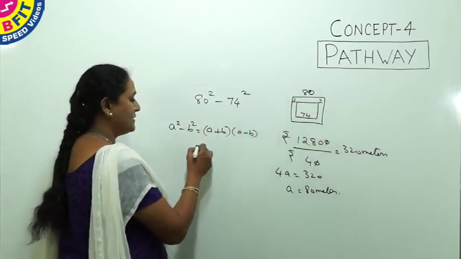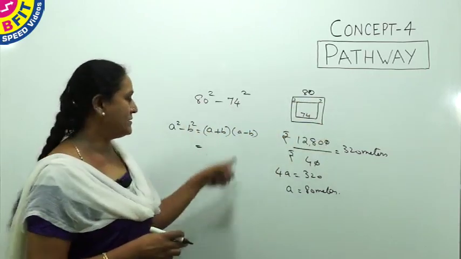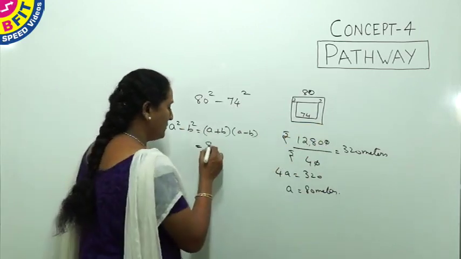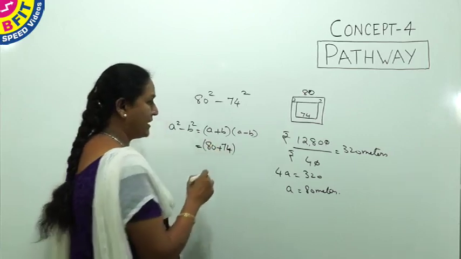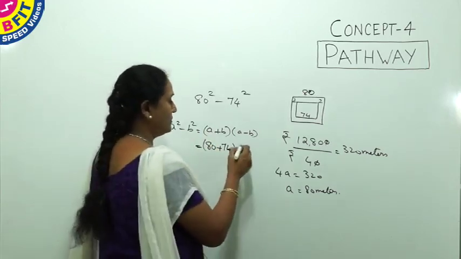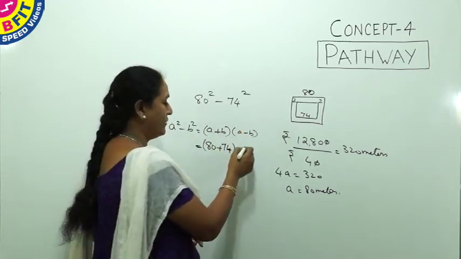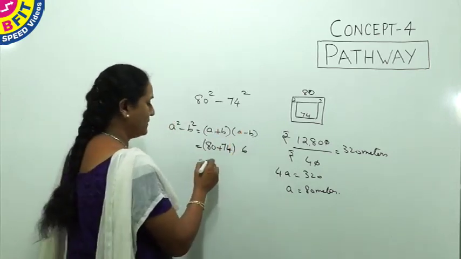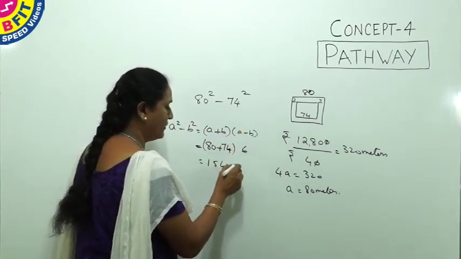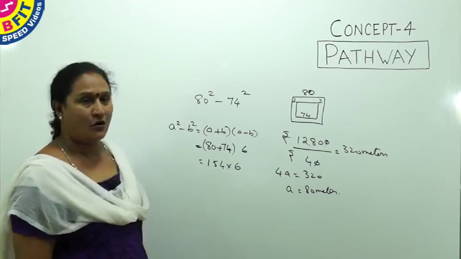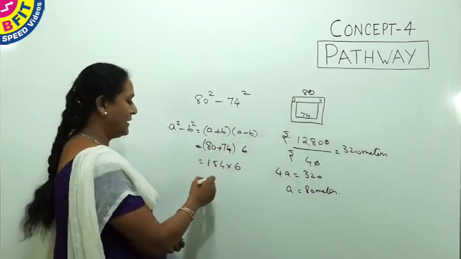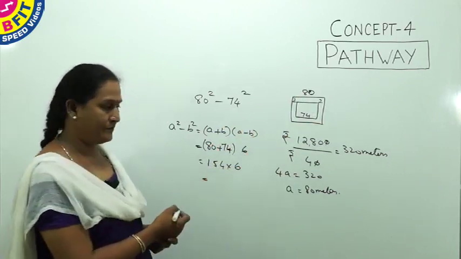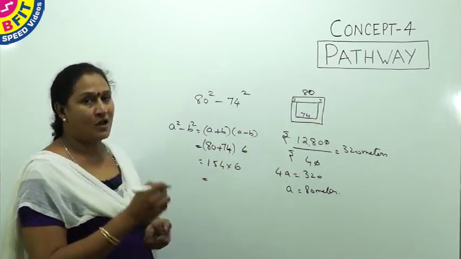And what is a plus b? A is 80 and b is 74. So using this identity, we add and subtract these values. What is 80 minus 74? It is 6. So this is 154 into 6. We get the area of the cement pavement. Now multiplying, we get the area of the pavement, and now the cost is asked.